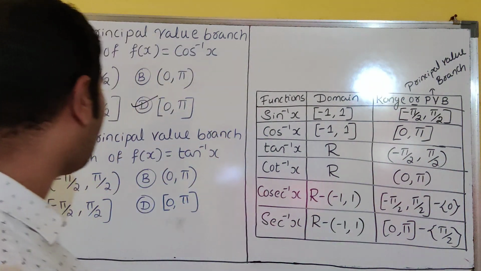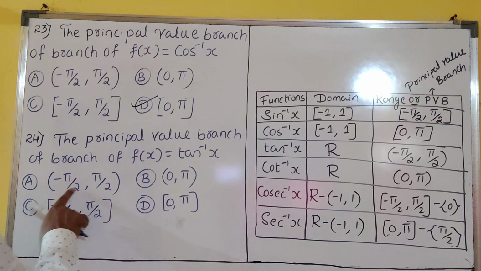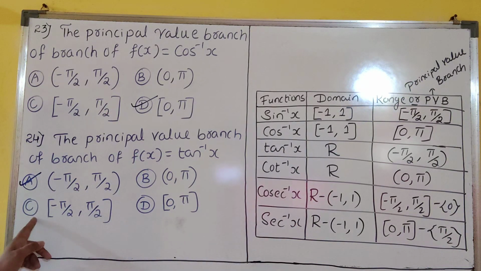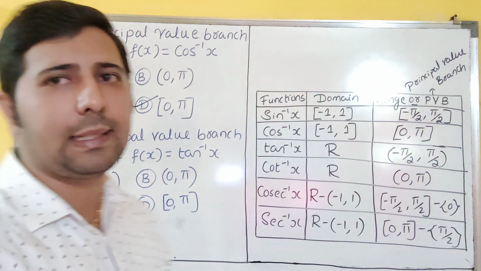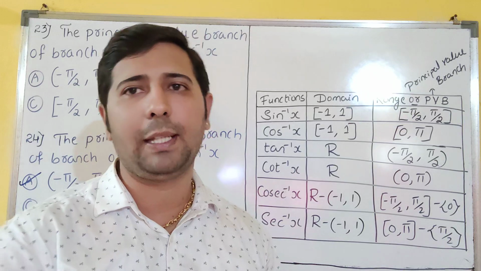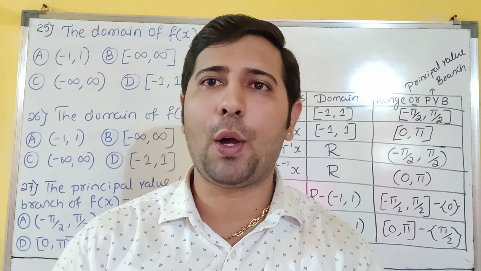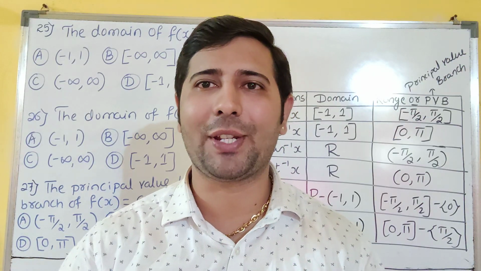So what is our answer here? Open interval minus pi by 2 to plus pi by 2, that is there in option A, dear students. Don't take C. It is closed interval. Got it? So option A is our correct answer. We'll go for the next question. Please copy this one. I hope all of you have copied. We'll go for the next question, dear students.